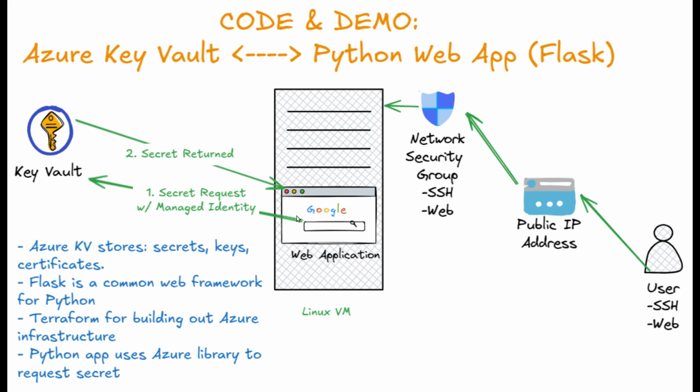And yeah, the way the app works is the app will have a library. It'll use an Azure library to request the secret using a managed identity, so an identity that the VM actually has. And the Key Vault will say, okay, who's requesting the secret? It's this Linux VM, no problem. Here's the secret. And then the web app can use this secret whichever way it wants to.